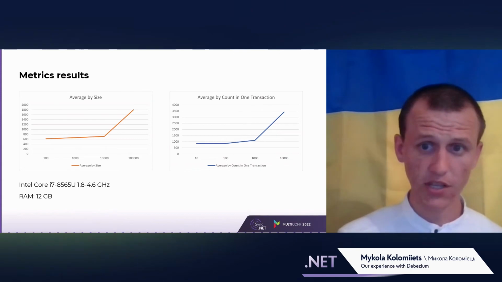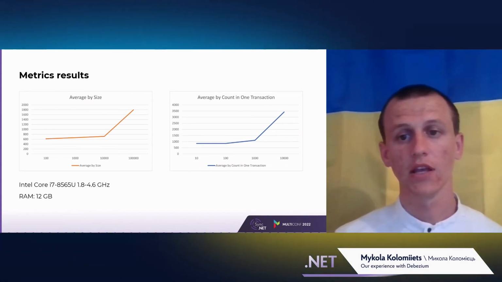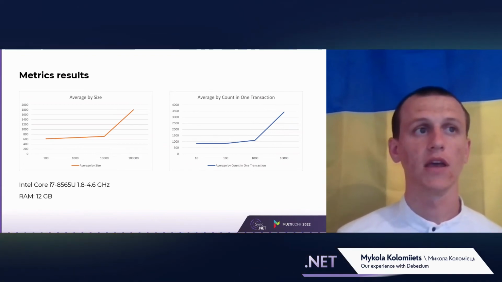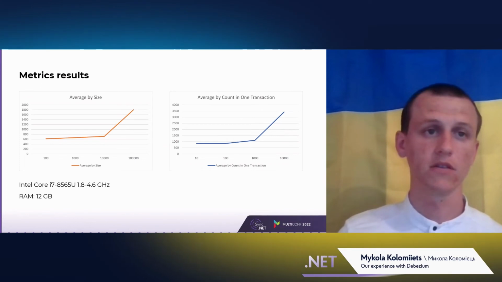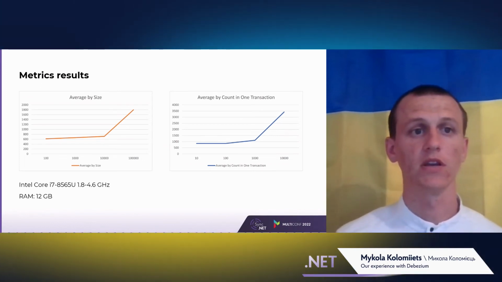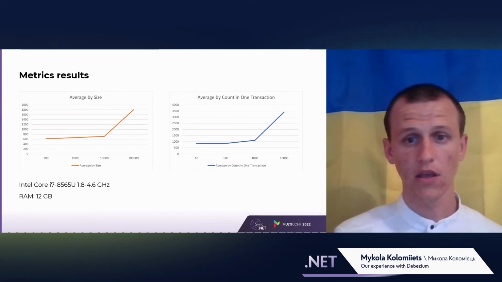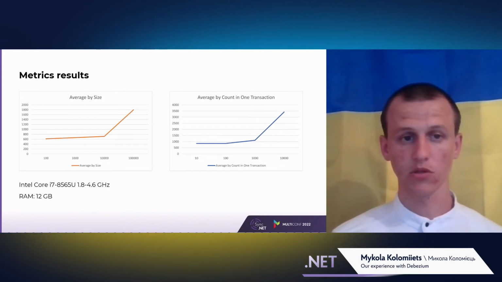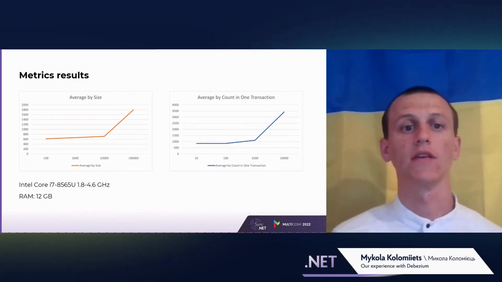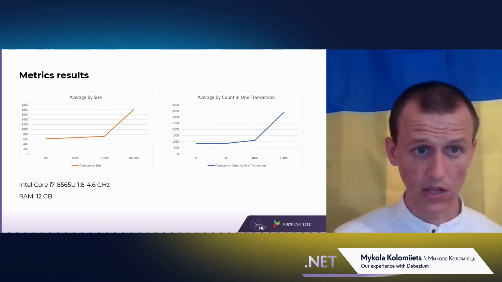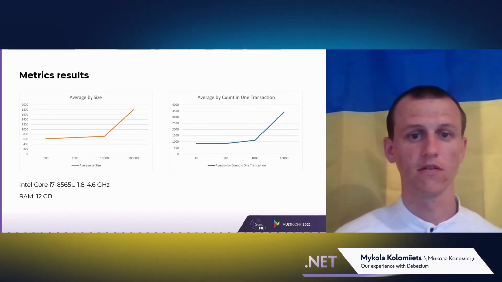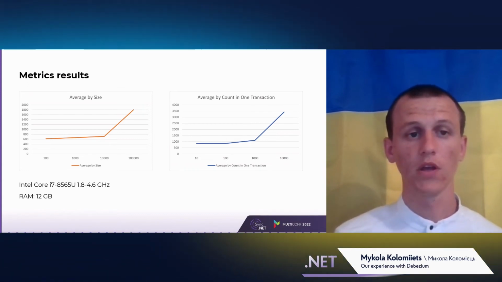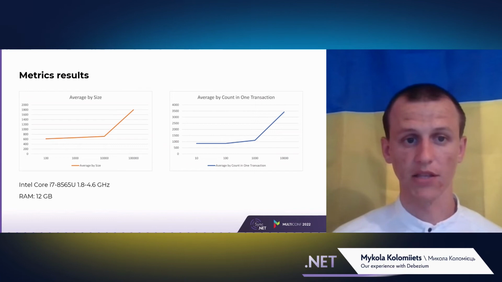The first diagram shows us the average delay based on size, with 10 entities inserted per one transaction. So we inserted 10 entities and increased the size of the messages in symbols. I mean, that's just the count of symbols in a message. And you can see that when we increase the size, the delay grows based on the size of the message.